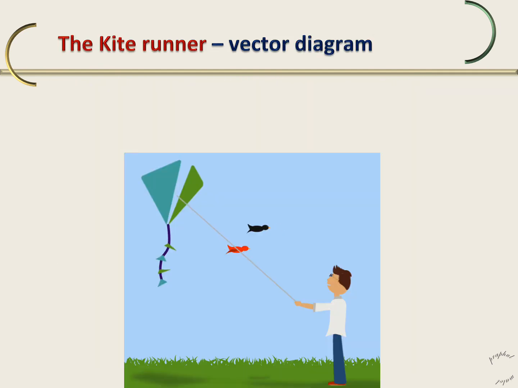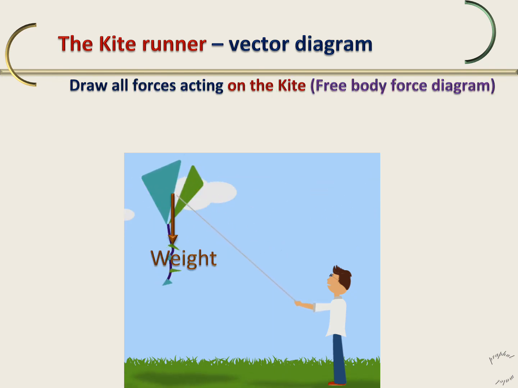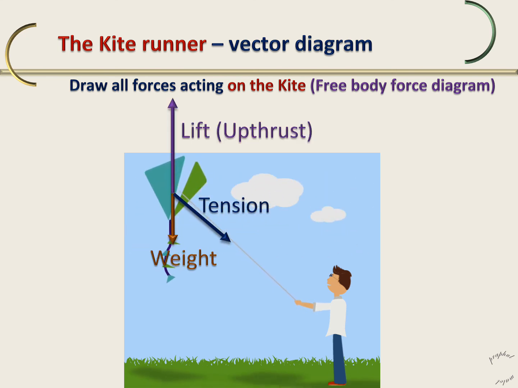Okay. Now let's see how to solve a problem using a vector diagram. A boy is flying a kite, and we are going to draw all the forces acting on the kite. First of all, there will be weight, which is there on every body. Then there's a string that is stretched, so there will be a tension. And there should be a force which maintains the height, or pushes the kite upwards, which is called upthrust.